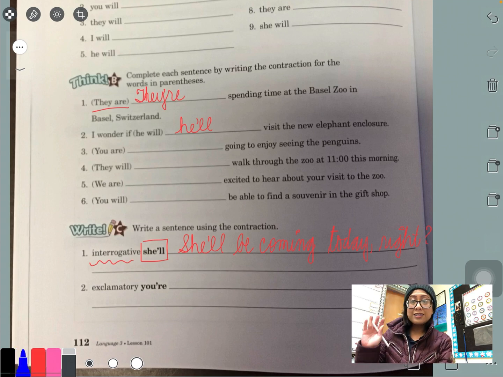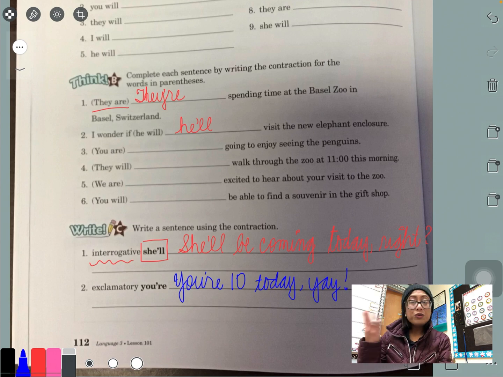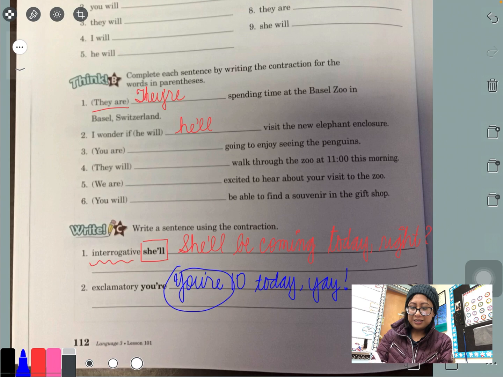Okay. Now, exclamatory, I'll definitely change it. You have to use your, like you are, okay? So I'll say something like, you're 10 today, yay! Because it's your birthday. So, you're 10 today, yay! Okay. Now, if you think of something better, that's fine. You can share it at a Zoom meeting. Again, it has to be where you're saying you are, all right?